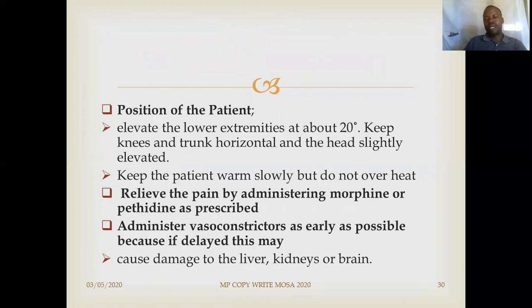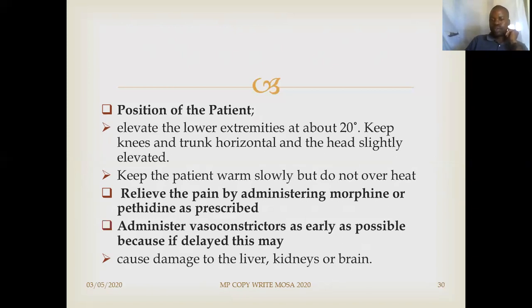Like I said in the beginning, under the management of hemorrhage, I mentioned positioning of the patient, which is very important. You need to raise the lower end of the bed so that you improve tissue perfusion of the brain, or increase blood supply to the brain. Also, relieve the pain by administering morphine or pethidine as prescribed. We are talking about administration of narcotics to control pain.